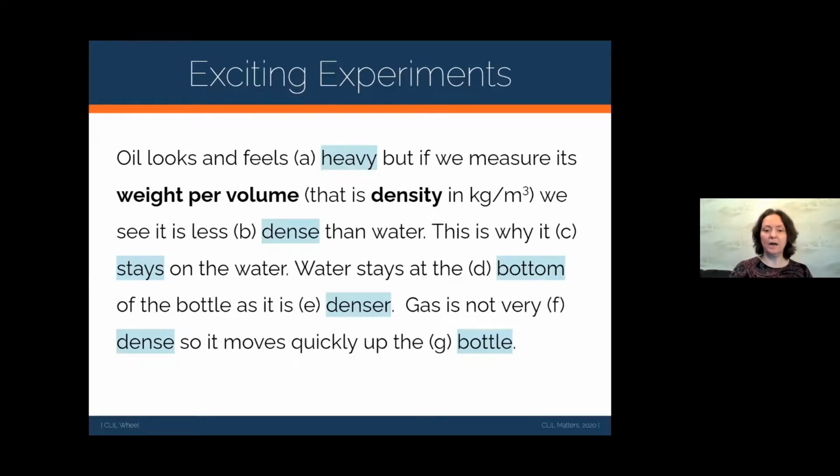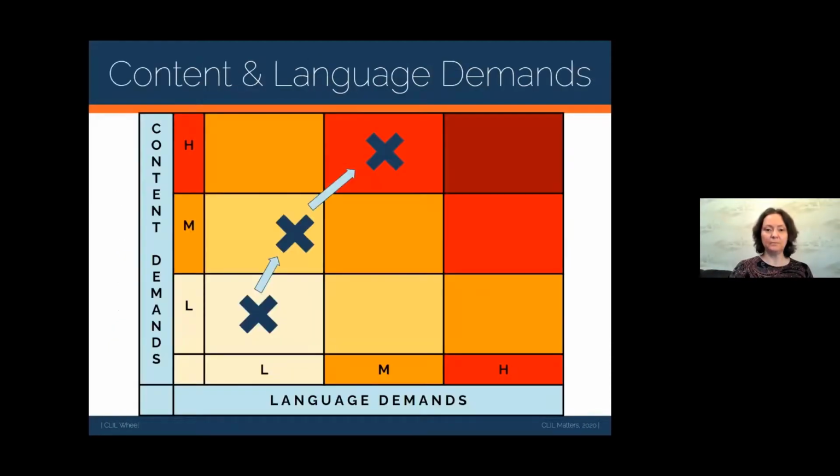So here I use only the word heavy once, then I use my academic terminology: density, weight per volume, kilograms, cubic meters, and so on. So what has happened with the language and with the content? We moved to this highest level of demands. The language is demanding and the concept is demanding.